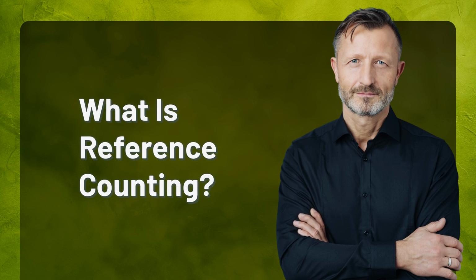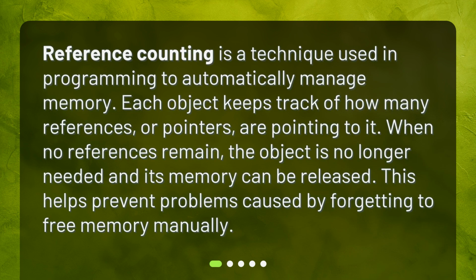What is reference counting? Reference counting is a technique used in programming to automatically manage memory. Each object keeps track of how many references or pointers are pointing to it. When no references remain, the object is no longer needed and its memory can be released. This helps prevent problems caused by forgetting to free memory manually.